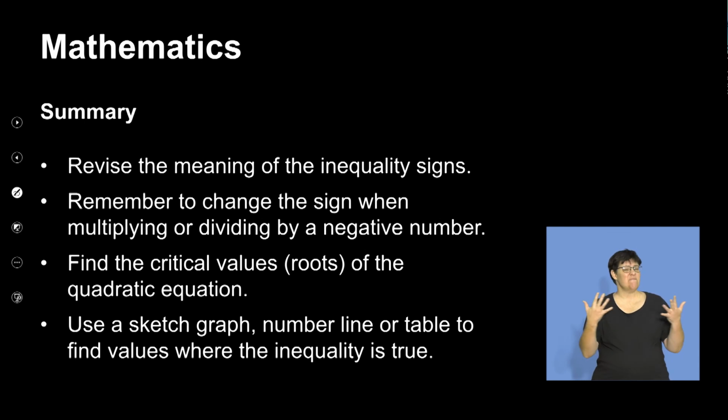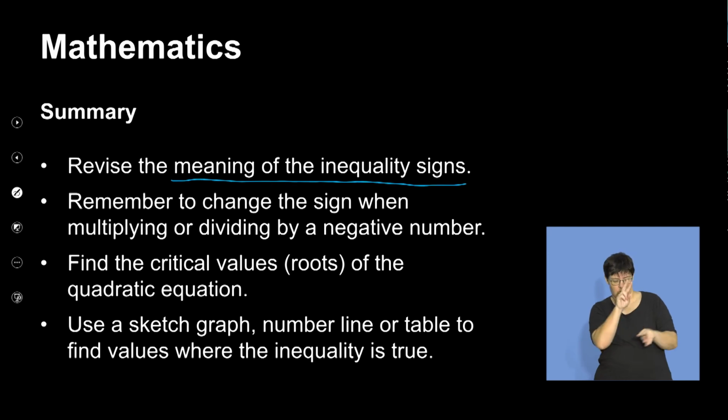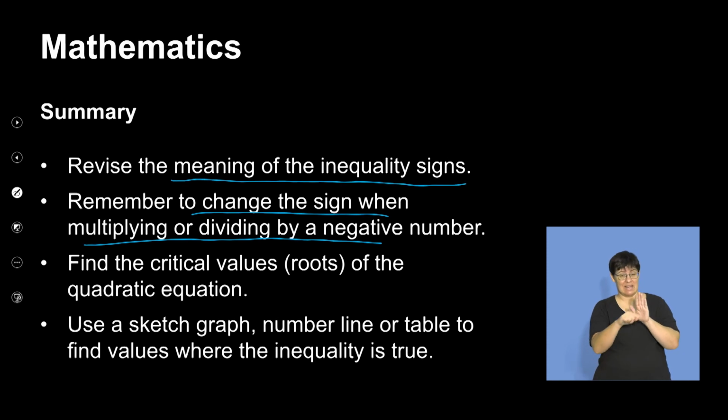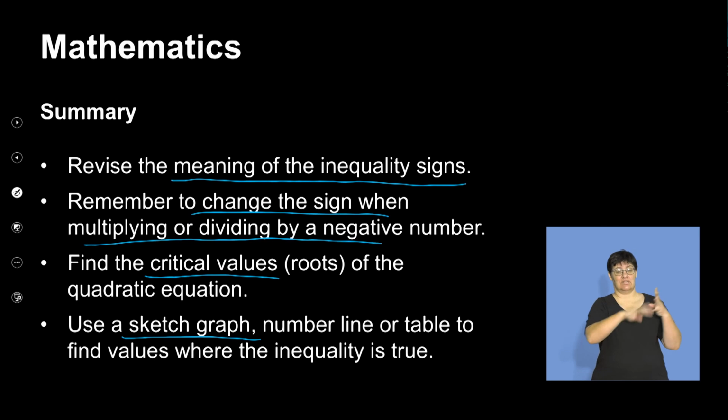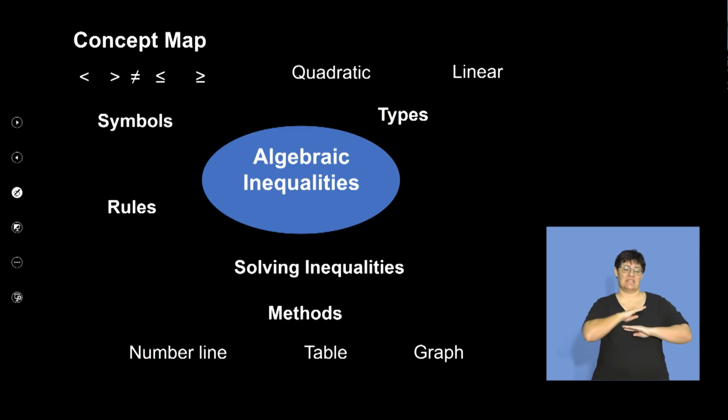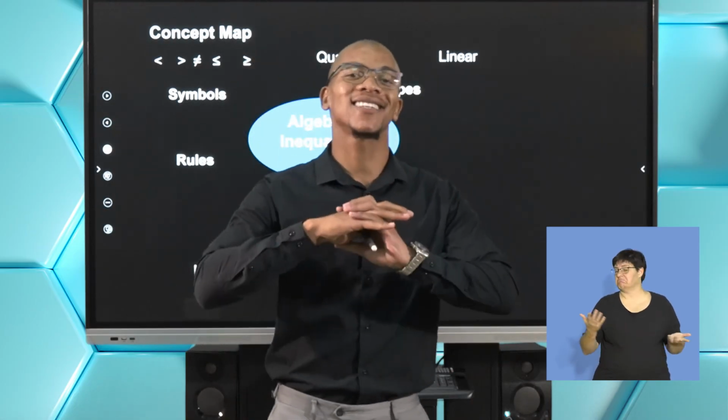Now, quickly, our summary: you always need to make sure that you go back and revise the meaning of the inequality signs, to remember again to change the sign when multiplying or dividing by a negative number, find the critical values, which is what I did, sketch the graph, number line or table to find the values that satisfy this. And really, guys, that's all that you need to do.